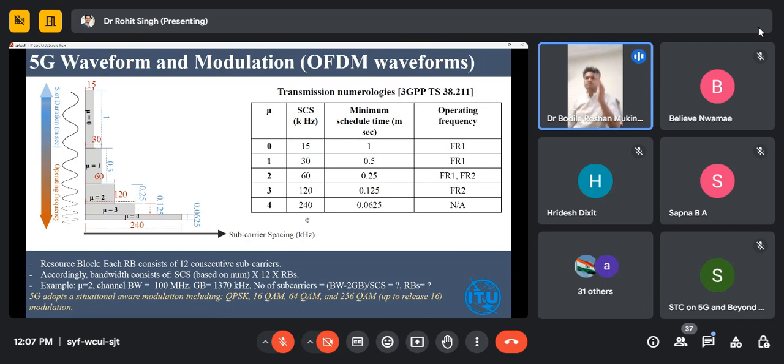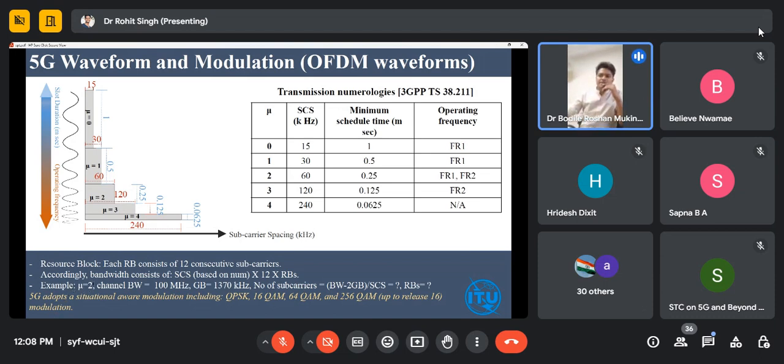And one resource block in each numerology carries 12 subcarriers. As indicated here, each resource block carries 12 consecutive subcarriers. For numerology 0, subcarrier spacing is 15, and the resource block could carry 12 resources which are separated by 15. So the whole frequency range is 15 times 12, roughly 180 kilohertz resource block. Accordingly, the bandwidth consists of subcarrier spacing into 12 into the number of resources. If you keep on increasing the number of resources, your bandwidth will keep on increasing.